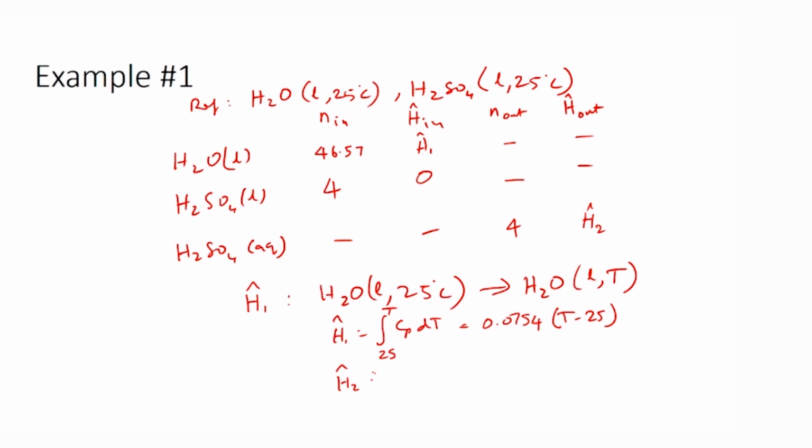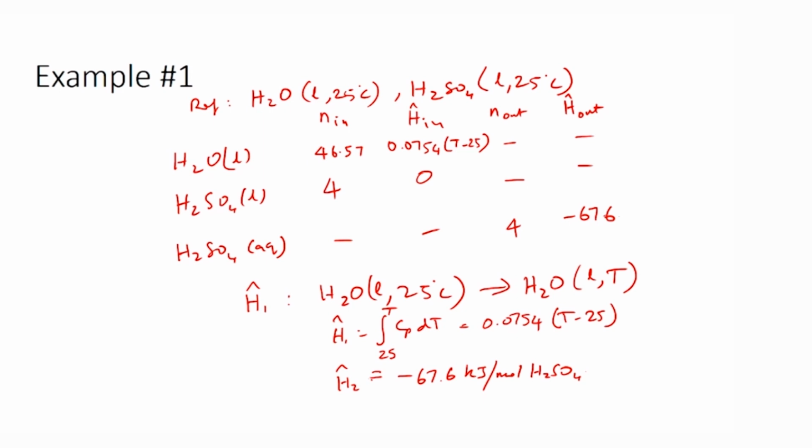So, this means the standard heat of solution, or the heat of mixing which is given in the problem, can directly be used. So you can use that value: H2 cap would be equal to the delta Hs cap which has been given, that is minus 67.6 kilojoules per mole of H2SO4. Substituting these values here, we would have H1 cap as 0.0754 times T minus 25, and H2 cap would be minus 67.6.